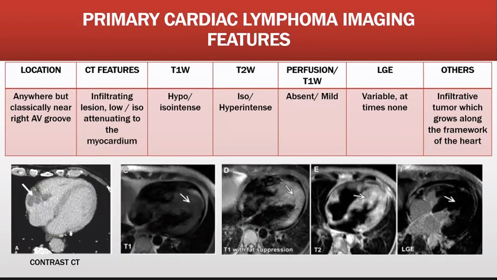Primary cardiac lymphoma imaging features. The location is anywhere but classically near the right atrioventricular groove. CT would show an infiltrating lesion, low to isoattenuating to the myocardium. On T1 weighted images, it's hypointense to isointense. T2 is iso to hyperintense. Perfusion is absent to mild. Late gadolinium enhancement is variable, at times none.